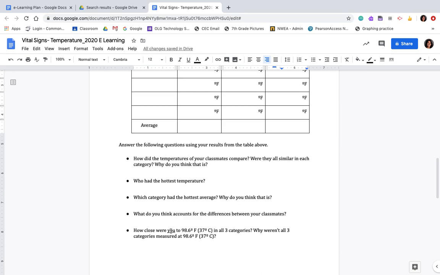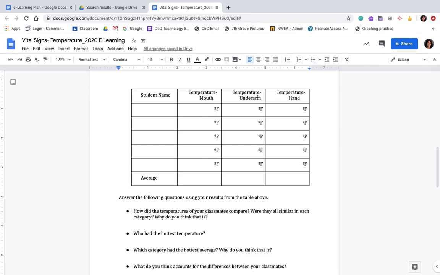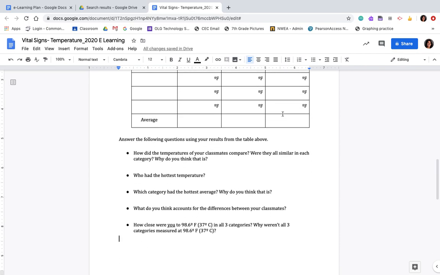And then this last question is just specific to your measurements. How close were you to 98.6, 37 degrees Celsius in all 3 categories? That's average. Why weren't all 3 categories measured at 98.6? So you probably don't have 98.6 in all 3. In fact, if you do, you did something incorrect. So maybe remeasure, because at least one of these will not be very close to 98.6. And so this question is just asking why these all aren't the average of 98.6. So what are some differences?